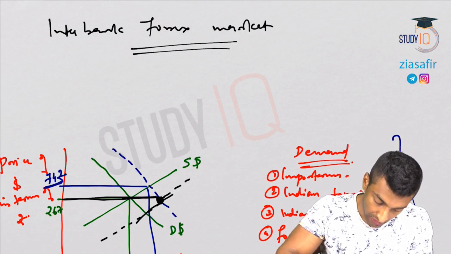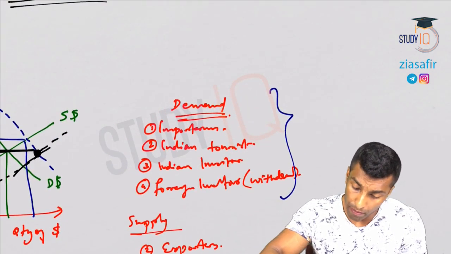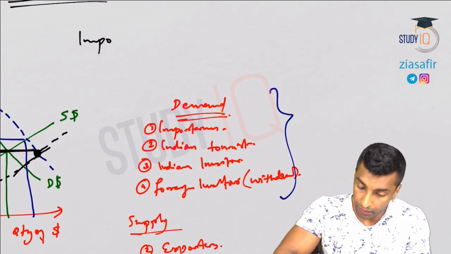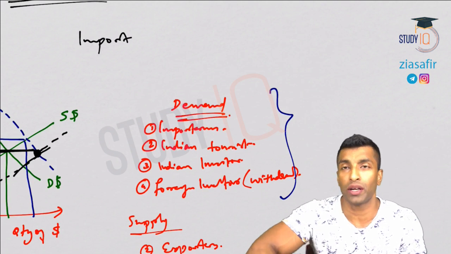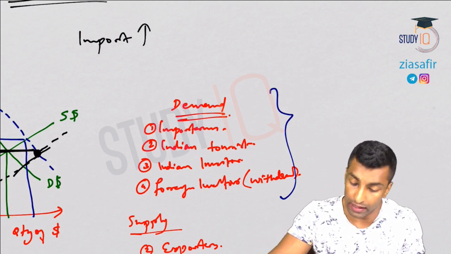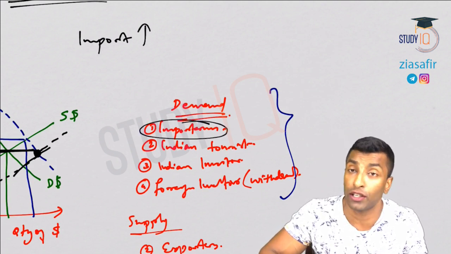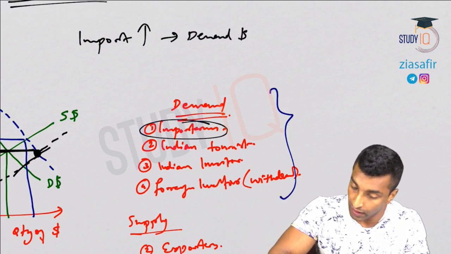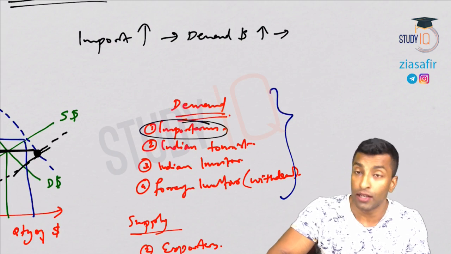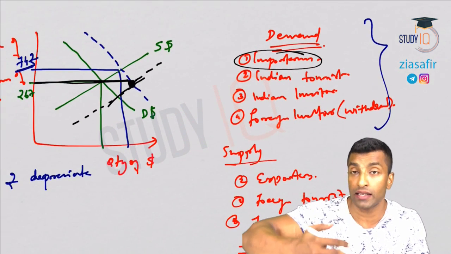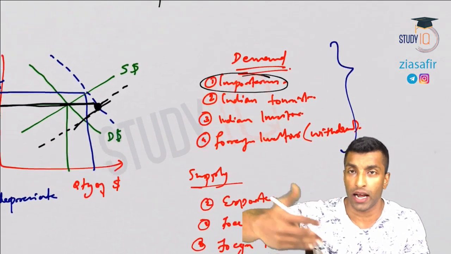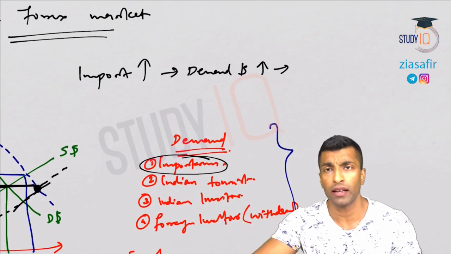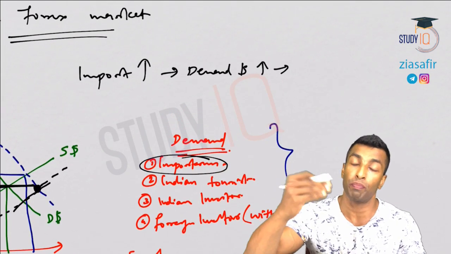Now what happens if imports increase? Why are we trying to decrease imports? If imports are increasing, in simple language, importers demand dollar. So the more the import, the more the demand for dollar. Demand for dollar increases means you will see a rightward shift of the demand curve. Demand increased, rightward shift, automatically the rupee depreciates.